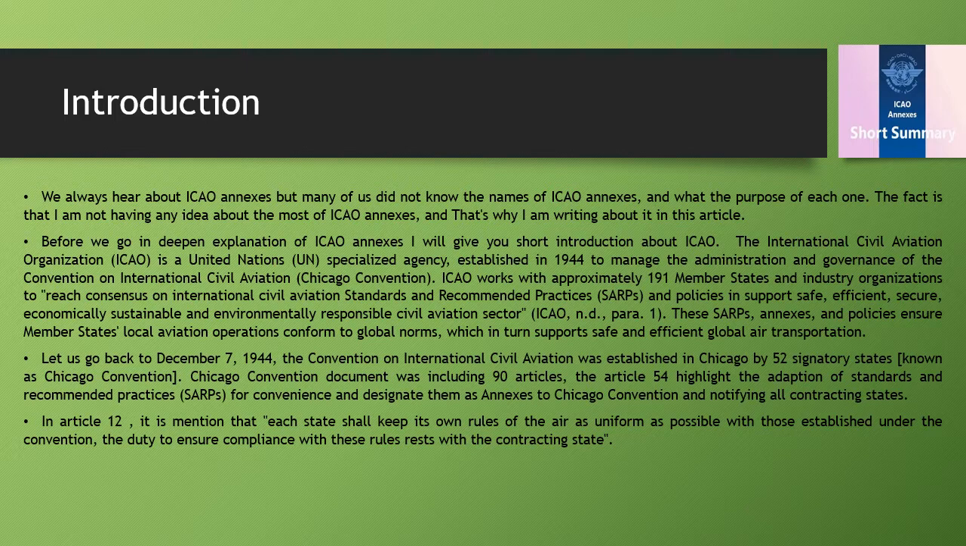Let us go back to December 7, 1944. The Convention on International Civil Aviation, known as the Chicago Convention, was established in Chicago by 52 signatory states. The Chicago Convention document included 90 articles. Article 54 highlights the adoption of standards and recommended practices, SARPs, for convenience and designates them as annexes to the Chicago Convention, and notifying all contracting states. In Article 12, it is mentioned that each state shall keep its own rules of the air as uniform as possible with those established under the Convention. The duty to ensure compliance with these rules rests with the contracting state.